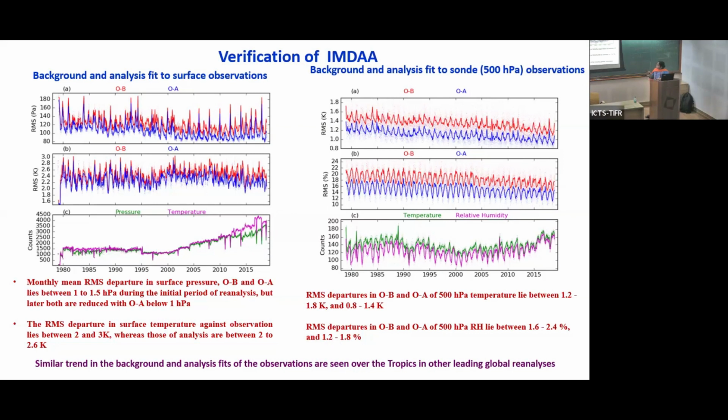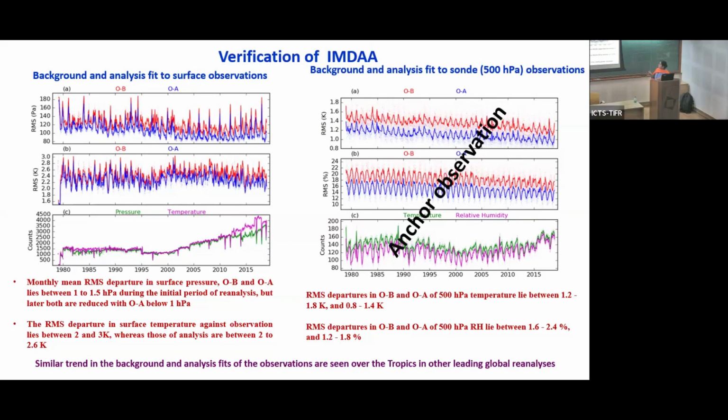But here also you can see that in the case of 500 hPa temperature and humidity, there is a decrease in the O minus B and O minus A. Both O minus B and O minus A are decreasing. So when we assimilated more and more radiosonde observations, both O minus B and O minus A reduced, and it is again showing the robustness of the assimilation system we used in the IMDAA reanalysis.